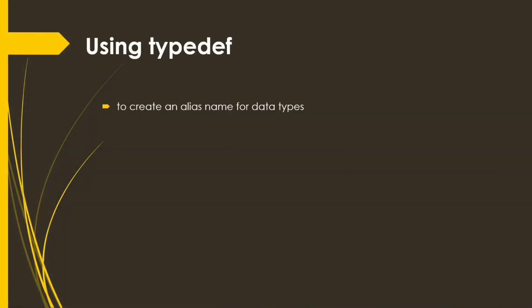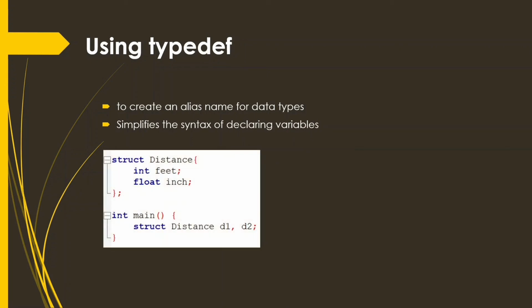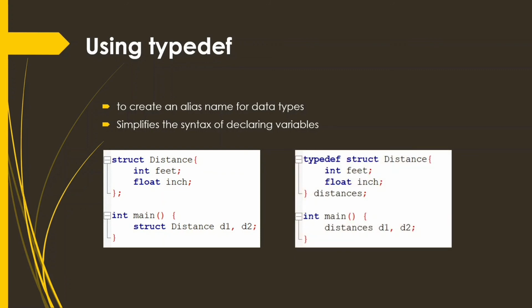We use the typedef keyword to create an alias name for data types. It is commonly used with structures to simplify the syntax of declaring variables. Now this code is equivalent to this code. As you can see, the syntax is simplified.